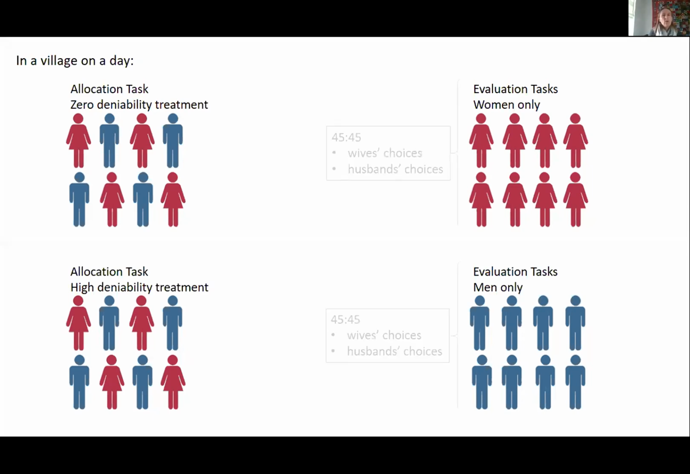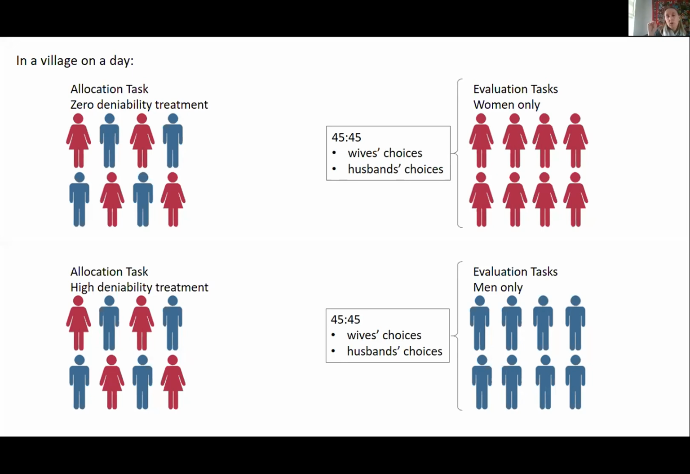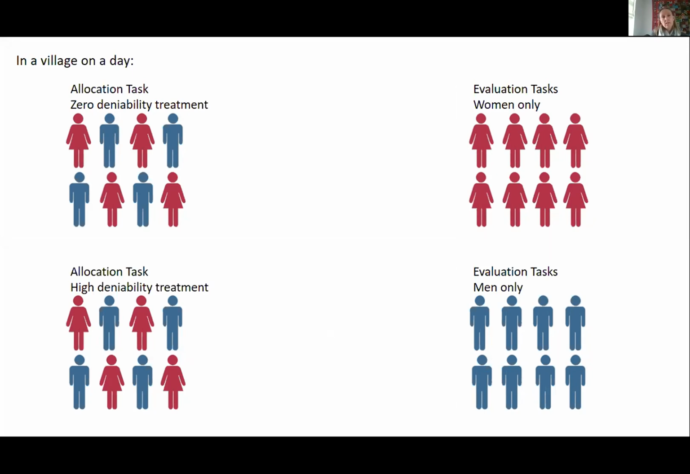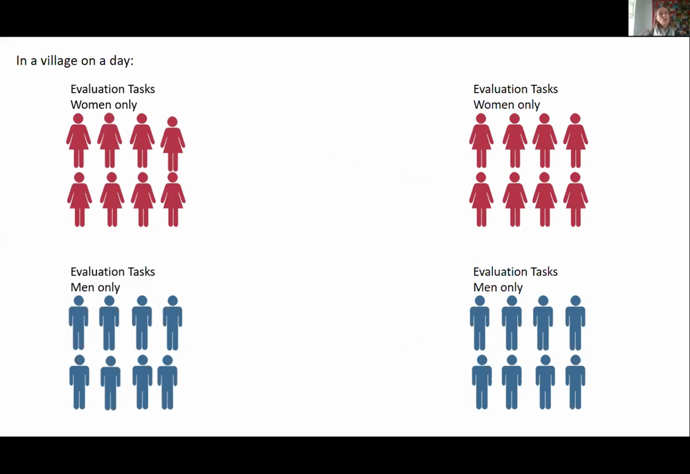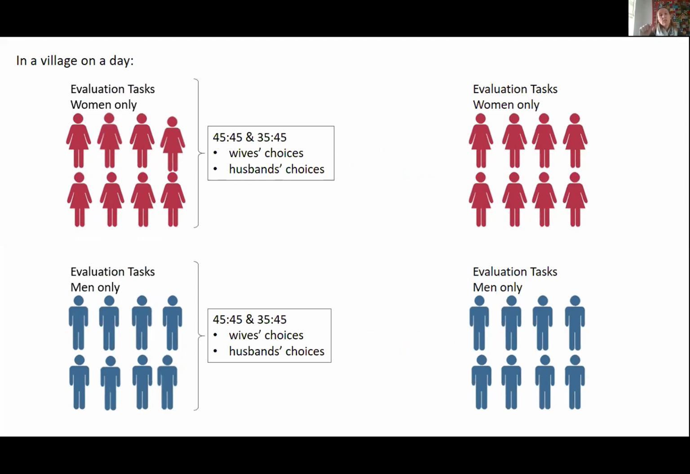So these two evaluation task sessions, their first task was to focus on this: what should a wife do in this 45 to self versus 45 to spouse, and then what should a husband do? Now, the people in the allocation task, once they finished that task, were remixed again into gender homogeneous sessions in order to do the evaluation task. And those sessions did not only the 45 to self versus 45 to spouse, but also 35 to self versus 45 to spouse evaluation.